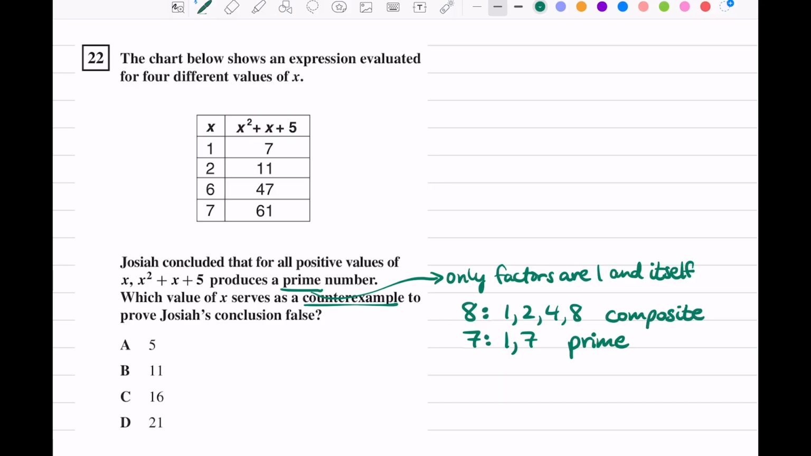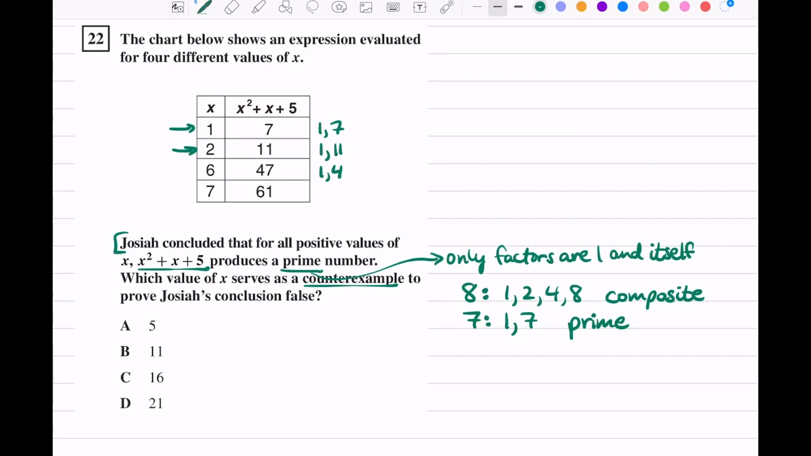So our first sentence says that Josiah concluded that for all positive values of x, our expression produces a prime number. So looking at the table, he put in positive values for x and plugged it into this expression, and he got prime numbers. For example, 7 is a prime number. We've shown that 1 and 7 are the only factors. Similarly, 11 is a prime number. 1 and 11 are the only factors. There's no other number between 1 and 11 that you could divide into 11. And we see the same for 47 and 61.